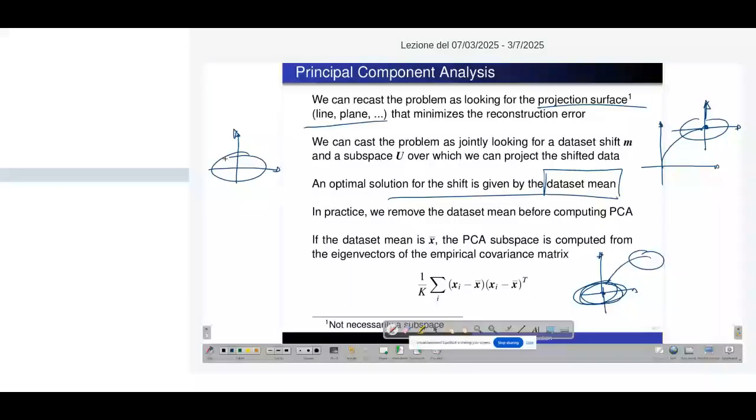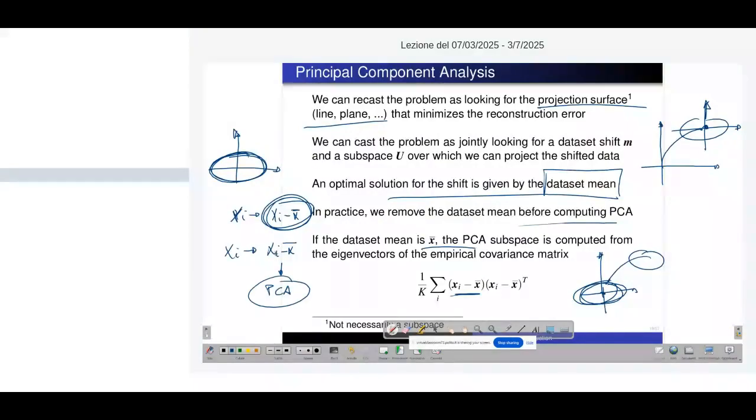For the direction, we already know that if the direction goes through the center, the optimal solution corresponds to the principal eigenvectors of the matrix computed from the shifted data. But what are the shifted points? The shift operation transforms each point into the point minus the mean. So these will be the points for which I compute the PCA solution. First step, each sample is recentered, and then on the centered samples, I compute the PCA solution.